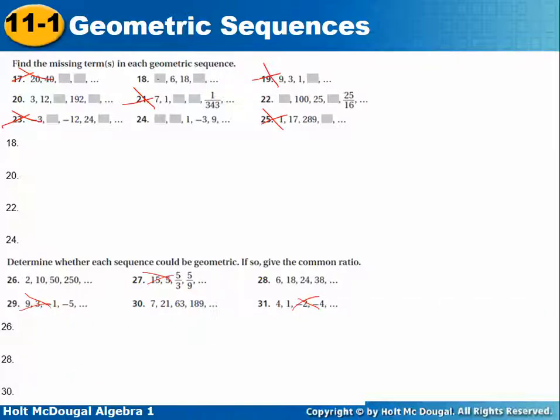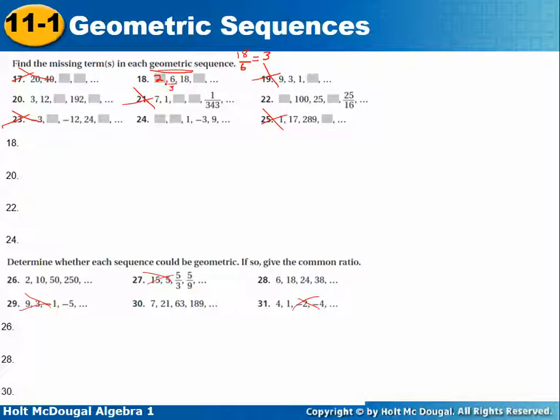I want to look at a couple of these problems, like number 18. So in 18, they only give us 2 terms, but they are right next to each other, so that's enough information to find the rest. They tell you it is geometric, so if you have 2 terms next to each other, you can find the common ratio. In number 18, it's 3. So to find this first term, I would take 6 divided by 3, and that's 2.